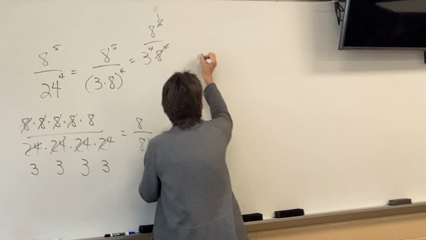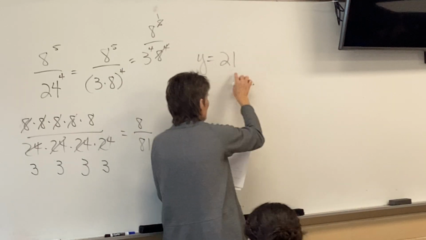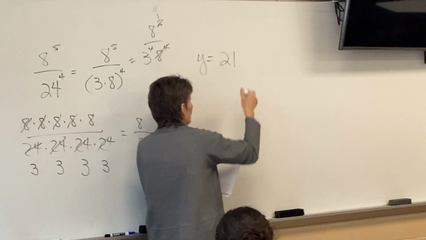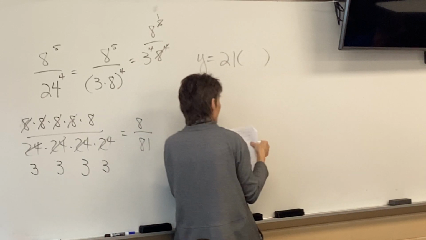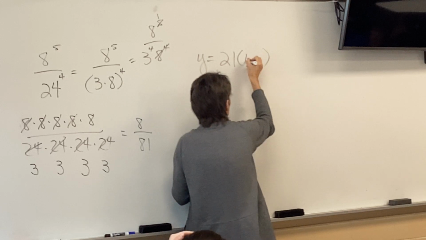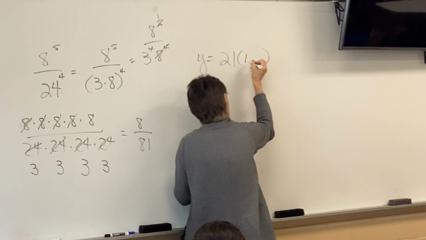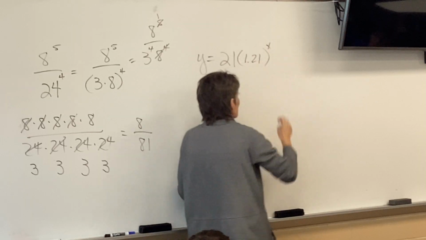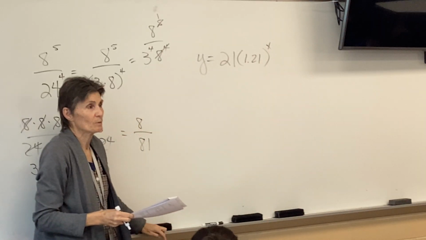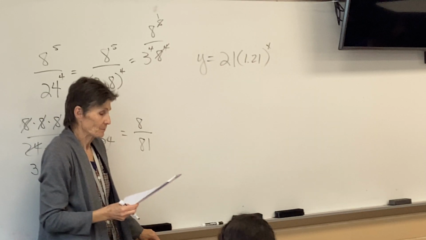All right, so y equals, initial value is 21. What's going to go here if I am increasing 21%? 1.021. No, 1.021. 1.21. Isn't 0.21 21%? It would be 0.2021.